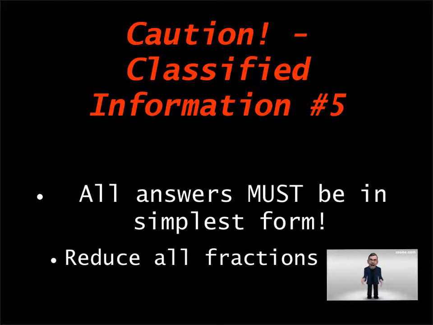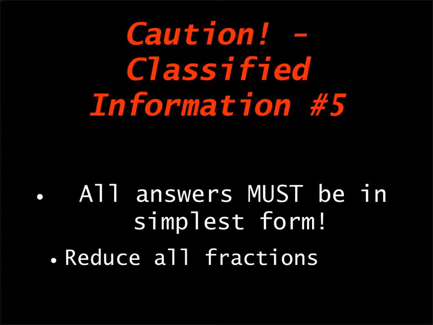Classified information number 5. All answers must be in simplest form. You must reduce all fractions. And remember, cross-simplifying will help you so that you don't have to simplify as much at the end.